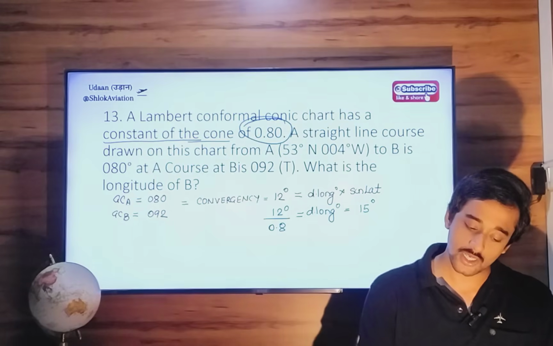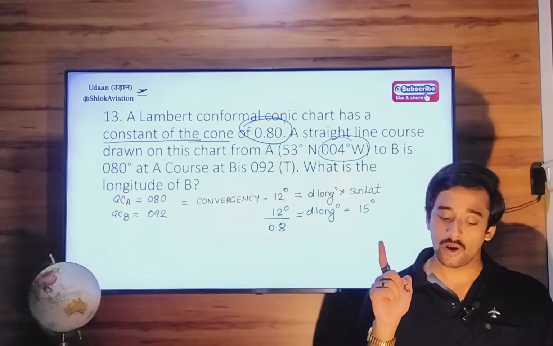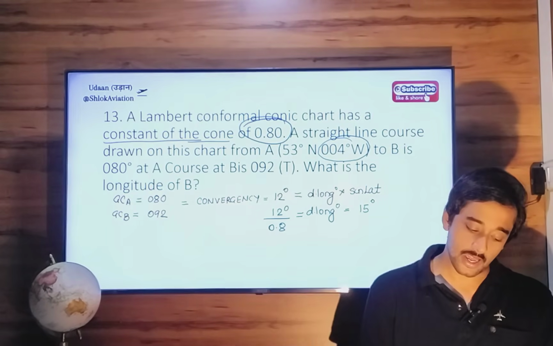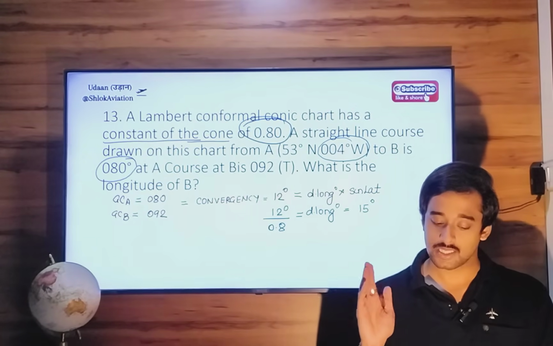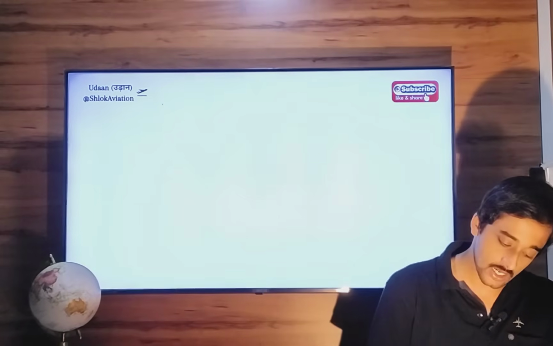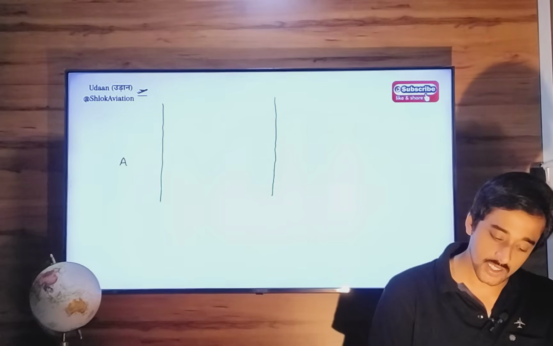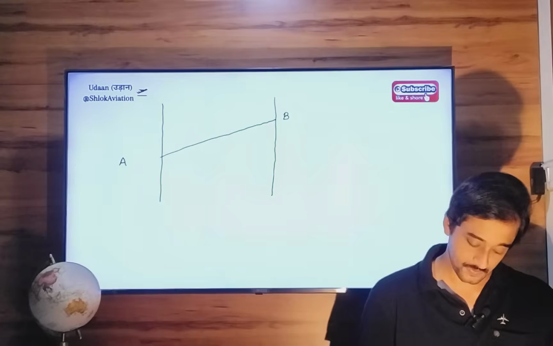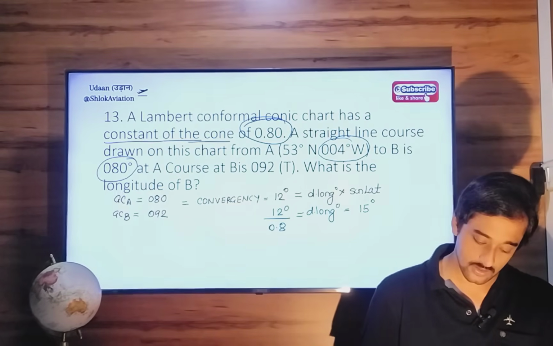Now check the positions. Alpha is 4 degrees west. Going towards the destination, you're flying in a direction of northeast. That means Bravo, your destination, is to the east of A. So let's draw that. A is here, B is here. You're flying A to B in the direction of 080. Position A, 4 degrees west.